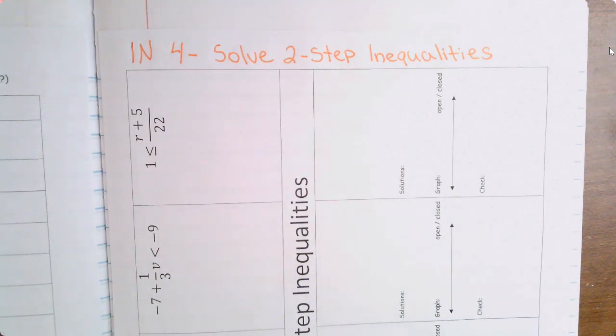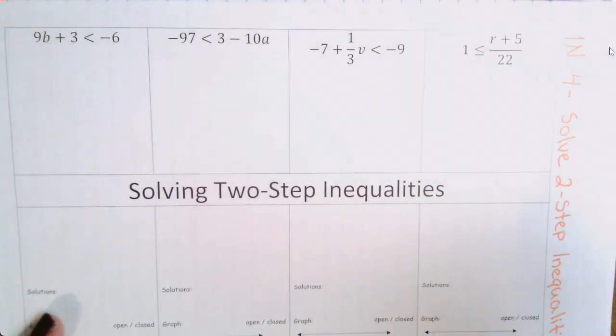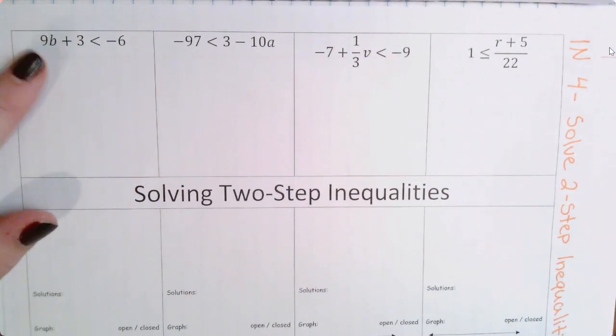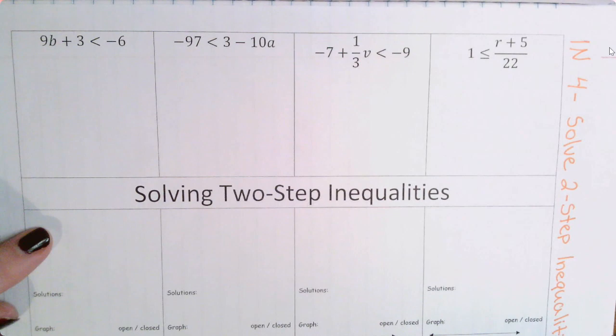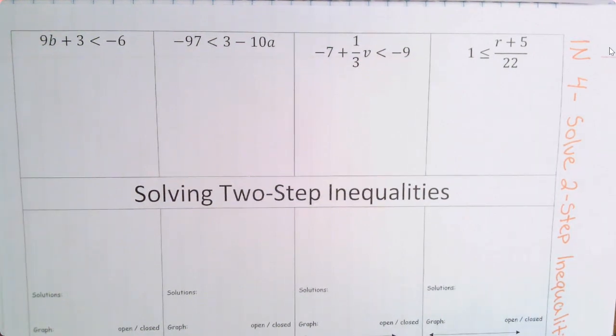Then once you have done that, you're going to turn your notebook now sideways so that your paper that's glued in is right side up. And we're going to start in the top left here. I have 9b plus 3 is less than -6. So in this first box, I'm going to solve this inequality using the boo-boo method. Down here, before we graph it, I will also solve this using the do and undo method. As I know some people are more comfortable with that method, I do want you to have both versions of it in your notes.